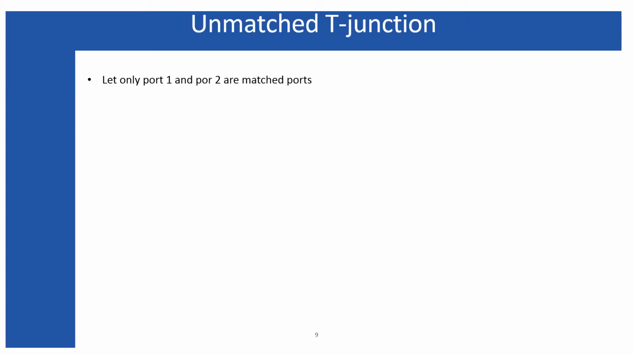Next, we relax the matched conditions. That means right now I'm going to consider that only two ports are matched, port 1 and port 2. So the corresponding scattering matrix will be this one, where since port 1 and port 2 are matched, no reflections can be observed from port 1 and port 2. However, port 3 is not matched, so there can be a reflected wave that can be observed from port 3.